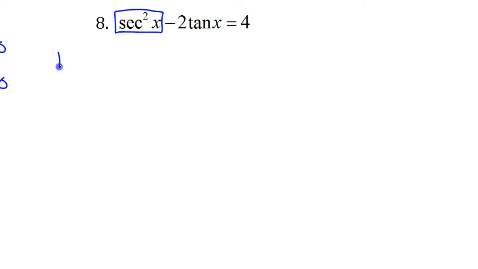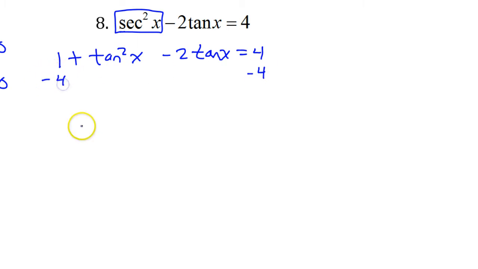So I've got 1 plus tangent squared x. That's this. And then I still have the rest of this: minus 2 tangent x is equal to 4. Now, I need 0 on one side, so I'm going to subtract 4 from both sides. Notice that these are like terms.